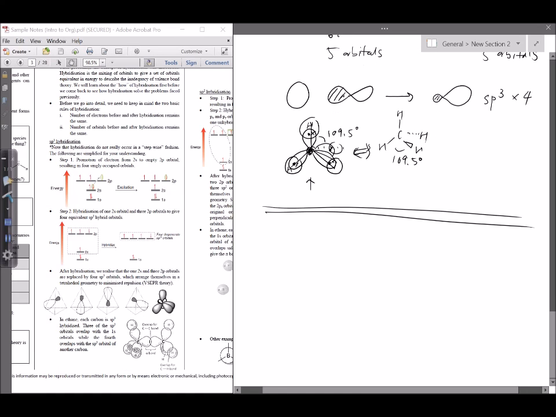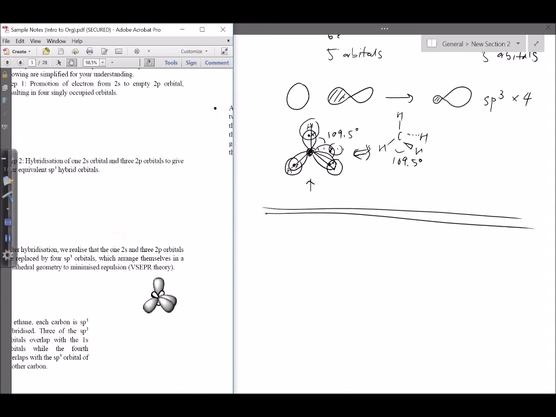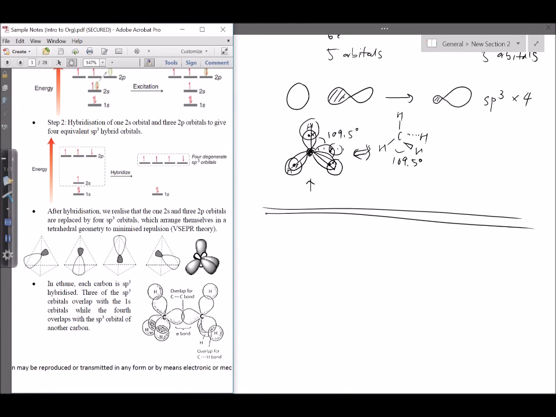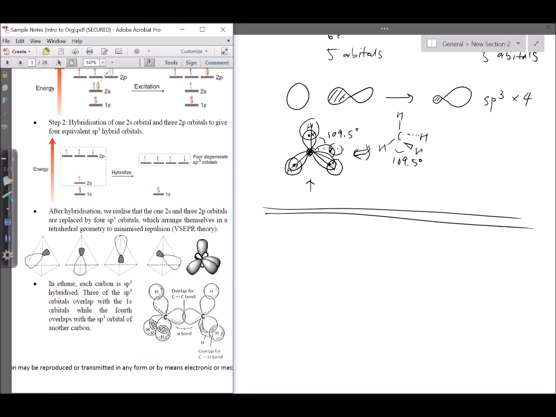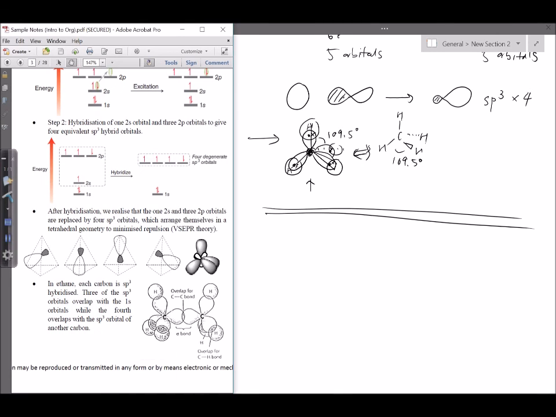And if you were to look at ethane, let's just use this diagram. What happens in ethane is that each carbon is sp3 hybridized, like what we described here. So 3 of the sp3 orbitals overlap with the 1s orbitals of the hydrogen, while the 4th overlaps with the sp3 orbital of another carbon. These two overlap to form a sigma bond, and the overlap with the 1s orbitals of hydrogen forms another 3 sigma bonds. So this is the structure of your ethane.